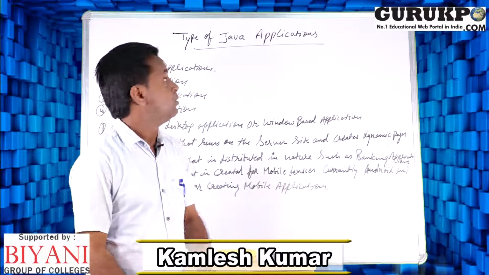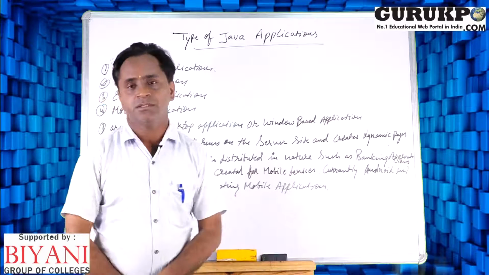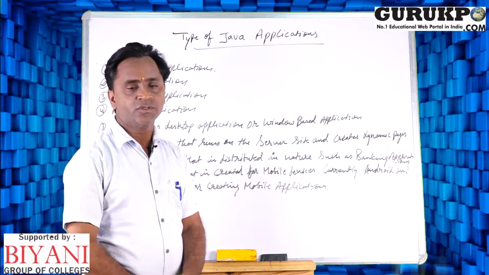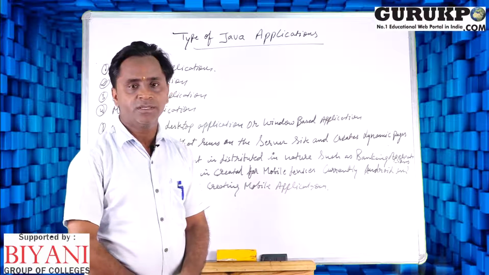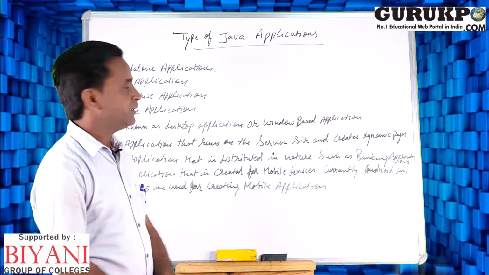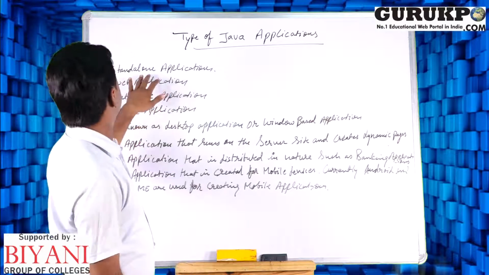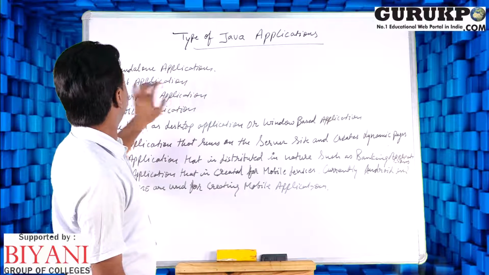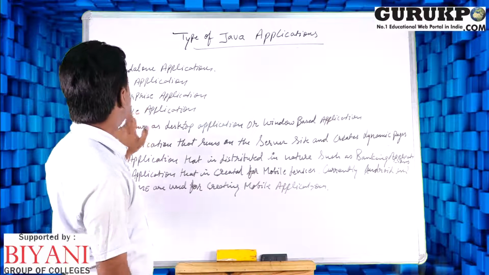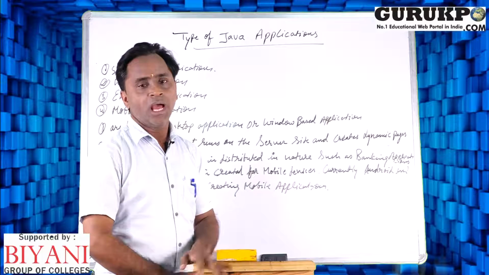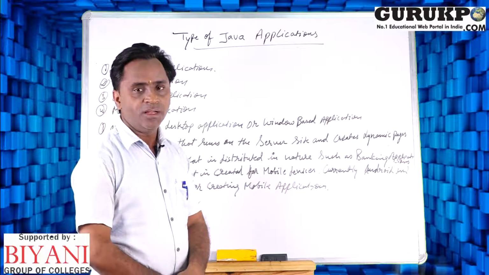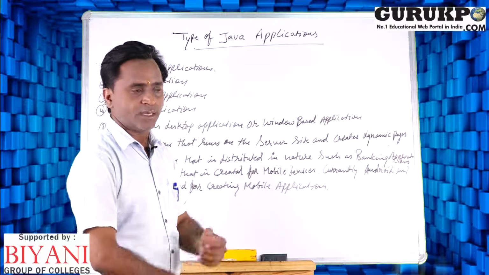Today we will discuss the types of Java applications, the applications which are used in Java. Recently we have discussed four different types of applications in Java: standalone application, web application, enterprise application and mobile application. These four applications are used in Java for developing different tasks.